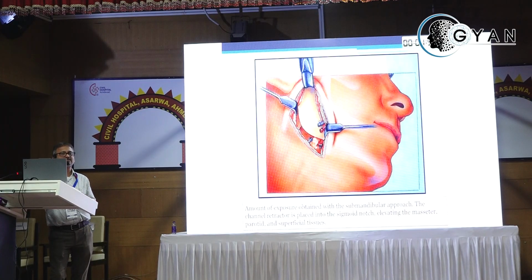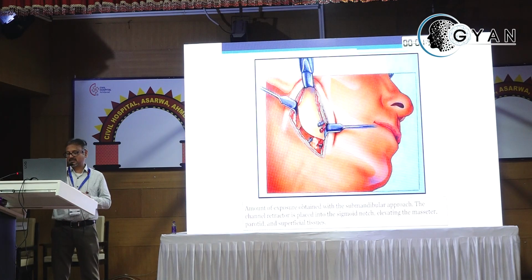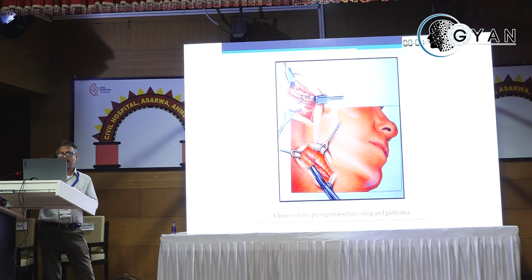Once you incise the sling and you are on the masseter, then you are safe, right? There is no structure, no nerve, no blood vessels. You incise and go down to the periosteum. Once down to the periosteum, you just retract as much as possible, whatever you want. Closure will be a pterygomasseteric sling closure and then the subcutaneous tissue as well.